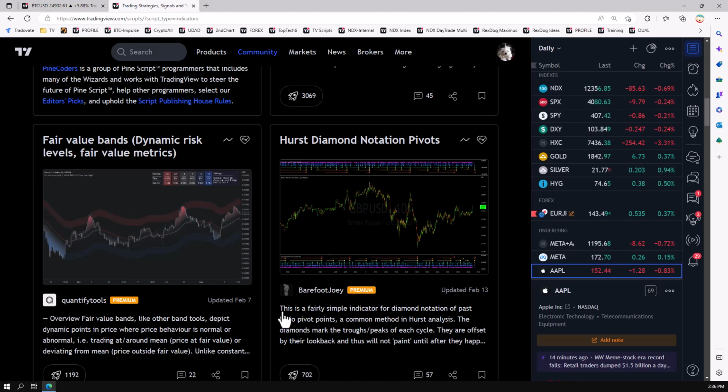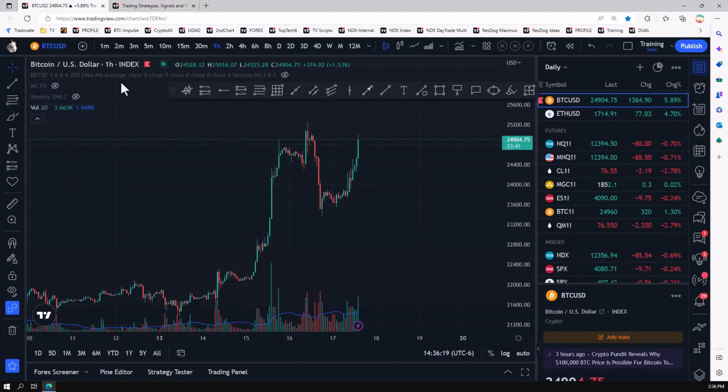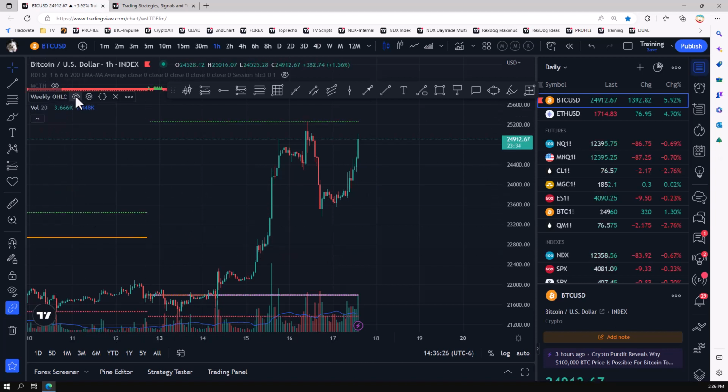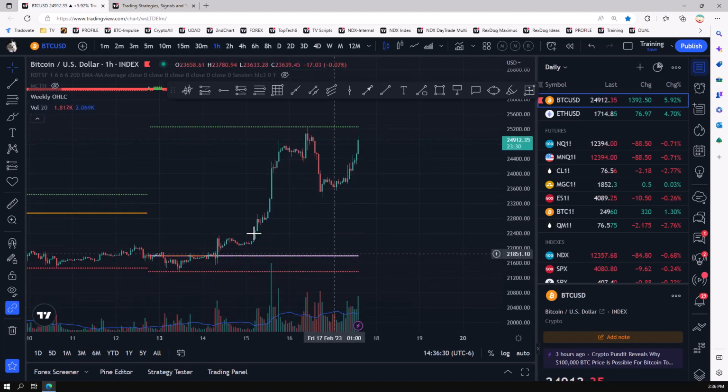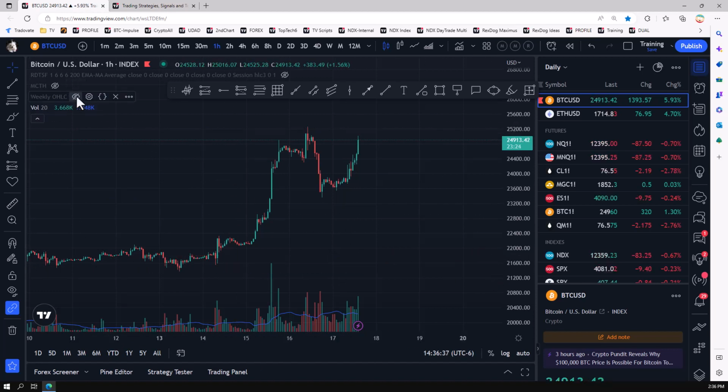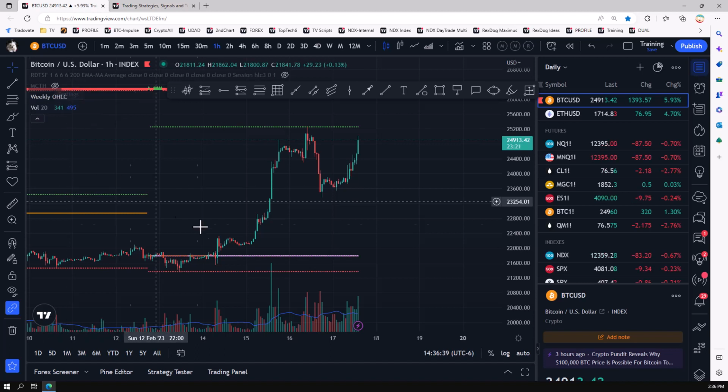But there's really two types of indicators. The way to look at it is there's an on-chart indicator, and that's what you see here. I just turned on an indicator right here, and this indicator is my weekly open, high, low, and close. What did you just call this? Weekly open, high, low, and close. It's an on-chart indicator. And it's on-chart because it's on the chart.